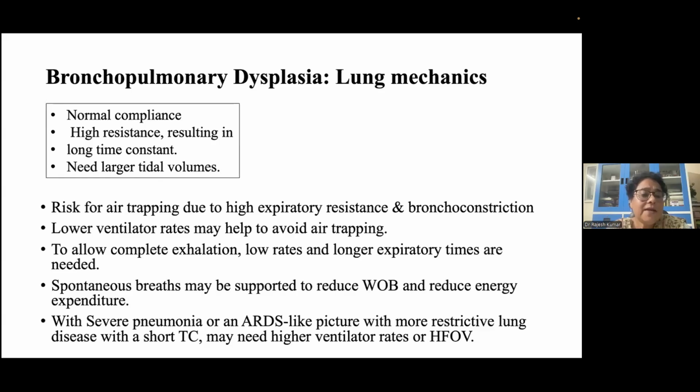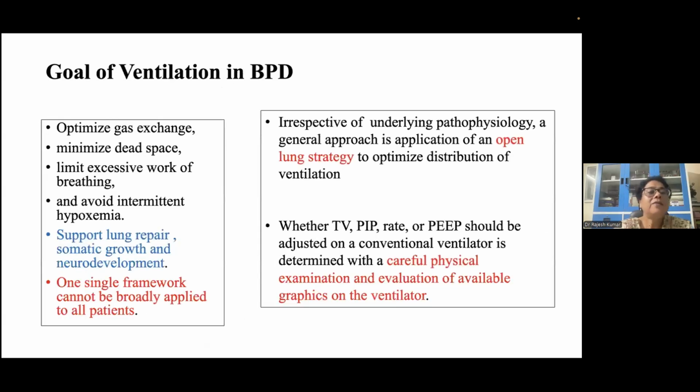And in conditions where there is severe pneumonia, like respiratory syncytial virus infection or other infections, or when there is an ARDS-like picture with more restrictive lung disease, a short time constant with higher ventilatory rates might be needed, or even high-frequency oscillatory ventilation. Now, while we are ventilating these babies with BPD who have chronic lung disease, we not only have to optimize gas exchange, minimize dead space, limit excessive work of breathing, and avoid intermittent hypoxemia, which we do for other patients as well, but we also have to support lung repair, somatic growth, as well as neurodevelopment.